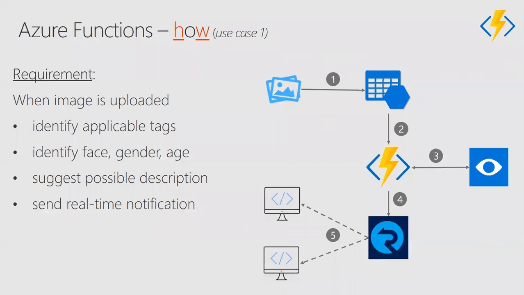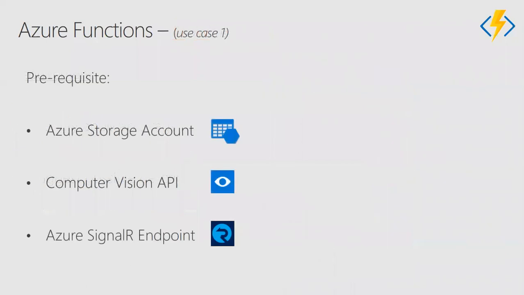Before starting with the implementation, let's first understand the prerequisites of this development. First is an Azure Storage Account, which will be used to upload and store our images. Second is the Computer Vision API, where our images will be posted to get the analysis. And third is an Azure SignalR endpoint, which will be used to broadcast our analysis.